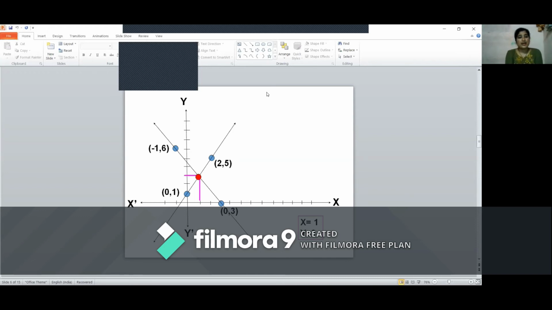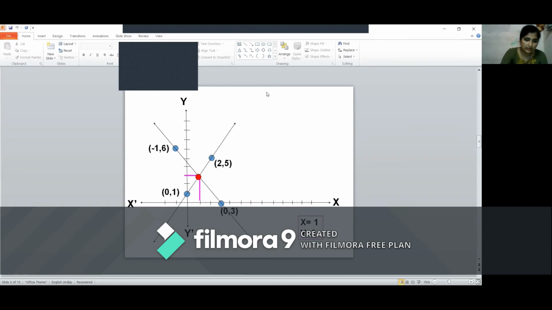See here, now I have an intersection point. So we will always get one intersection point, and that will be our solution. Means what? The coordinates of the intersection point is the solution of the given system of linear equations. So here we have to find the values of x and y of the point of intersection. I have taken a red dot here for the point of intersection. So draw a perpendicular line on the x-axis and a perpendicular line on the y-axis, and you will get the corresponding values of x and y.